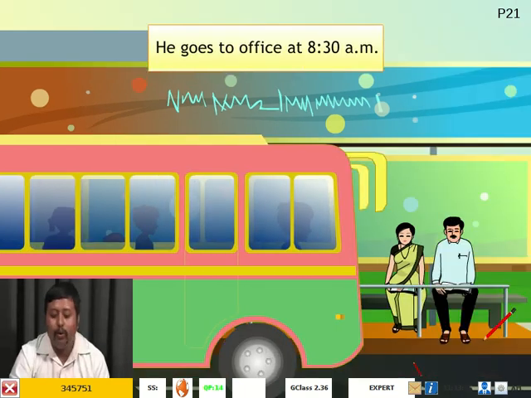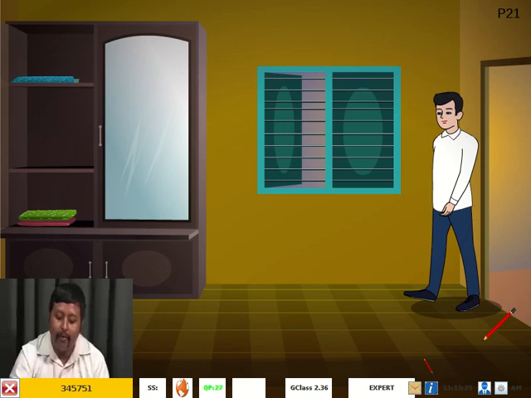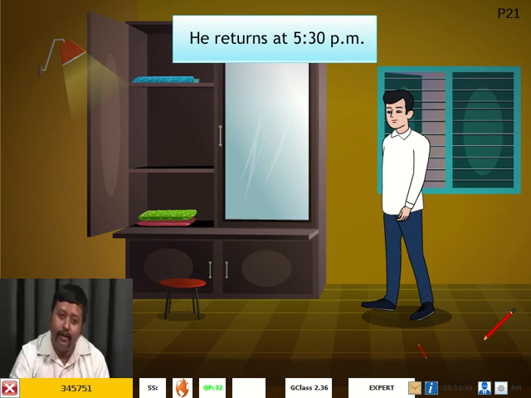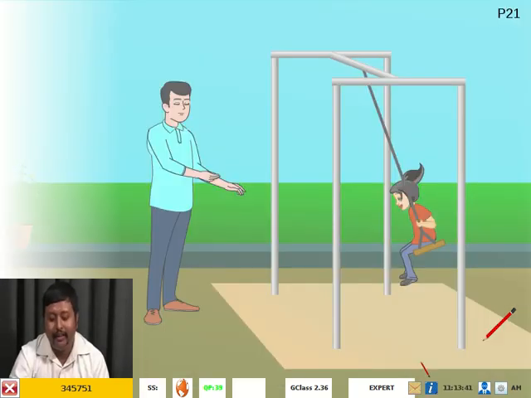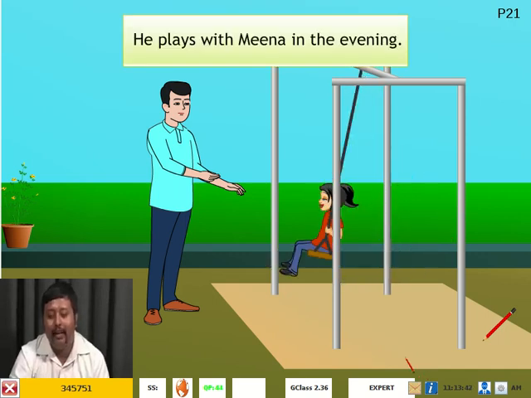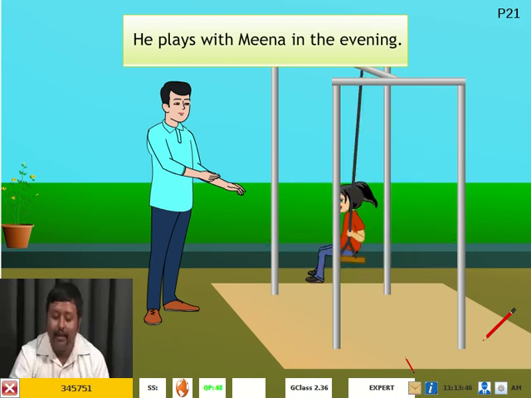He goes to office at 8:30 a.m. It's a daily routine. So what will this be? Present tense. He returns at 5:30 p.m. Again a daily routine, so what will this be? Present tense. Then he plays with Meena in the evening. Another present tense. Good.